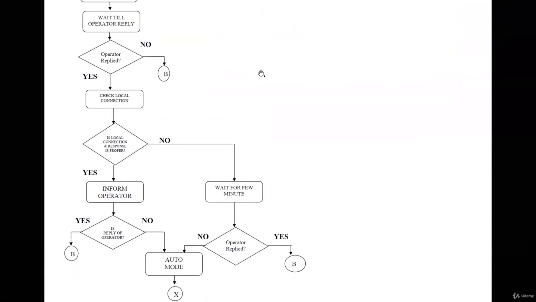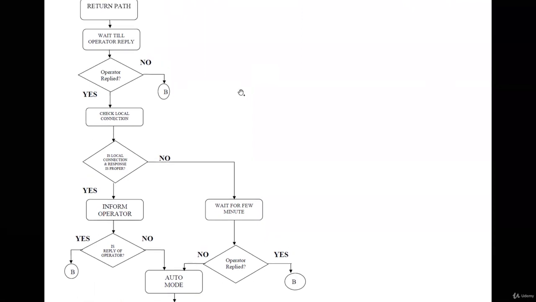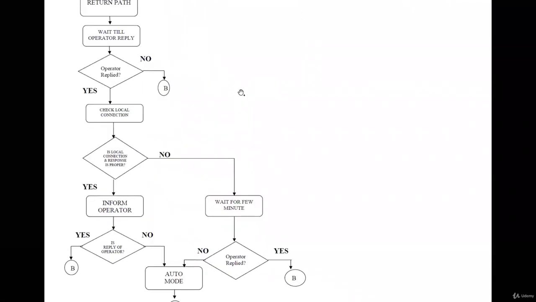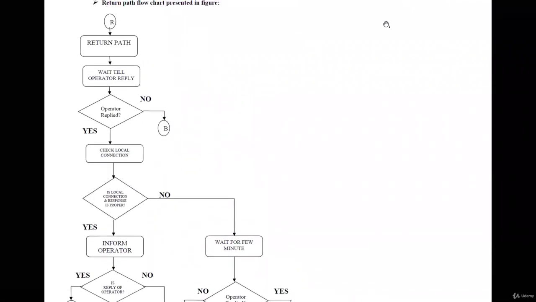Okay, it is also a bigger flow chart, but we'll try to understand how it actually works. You might have seen the return path R many times. So the return path waits for an operator to reply. If the operator replies, then it starts doing that. And if the operator does not reply, it goes to B. I want you to mark this. It goes to B. Okay.